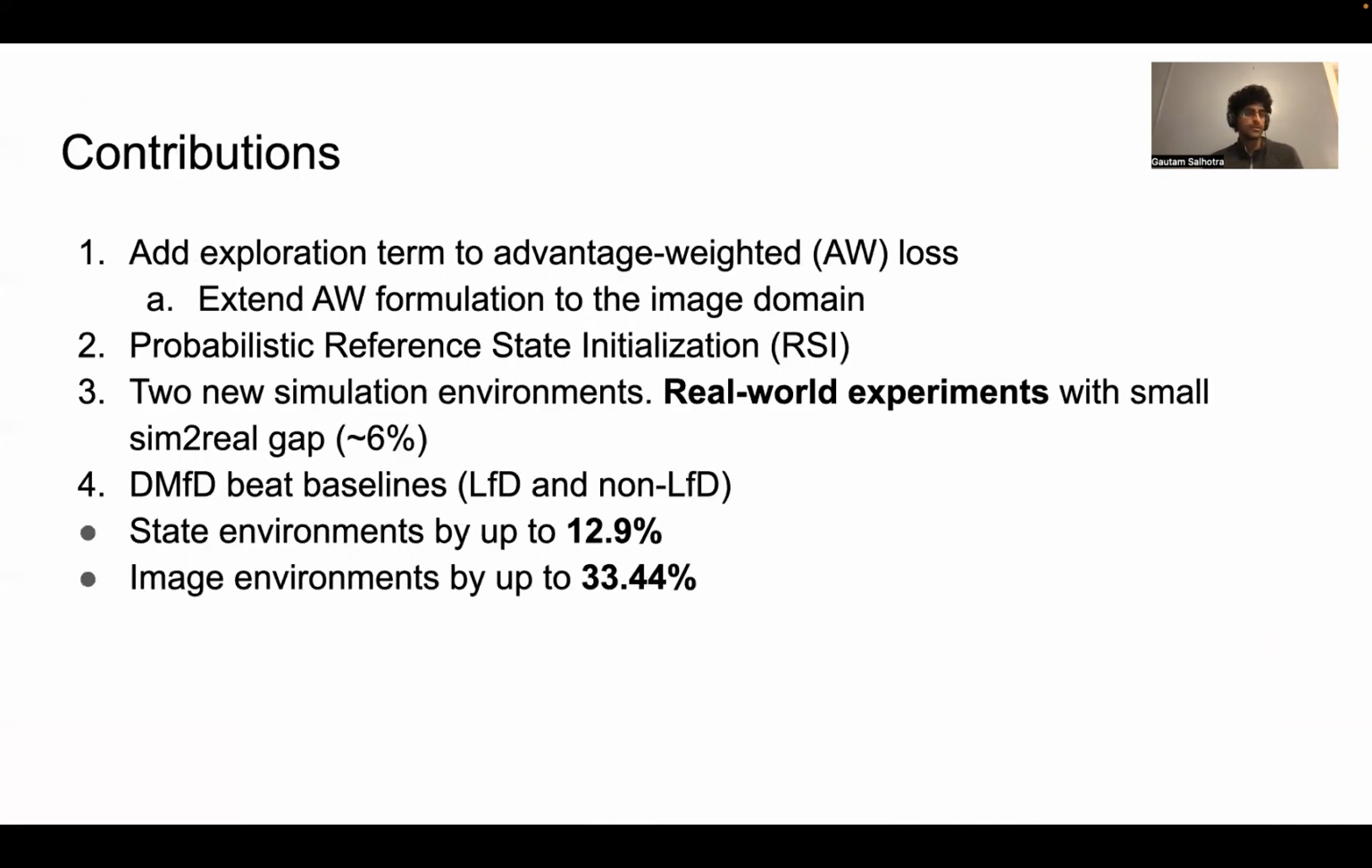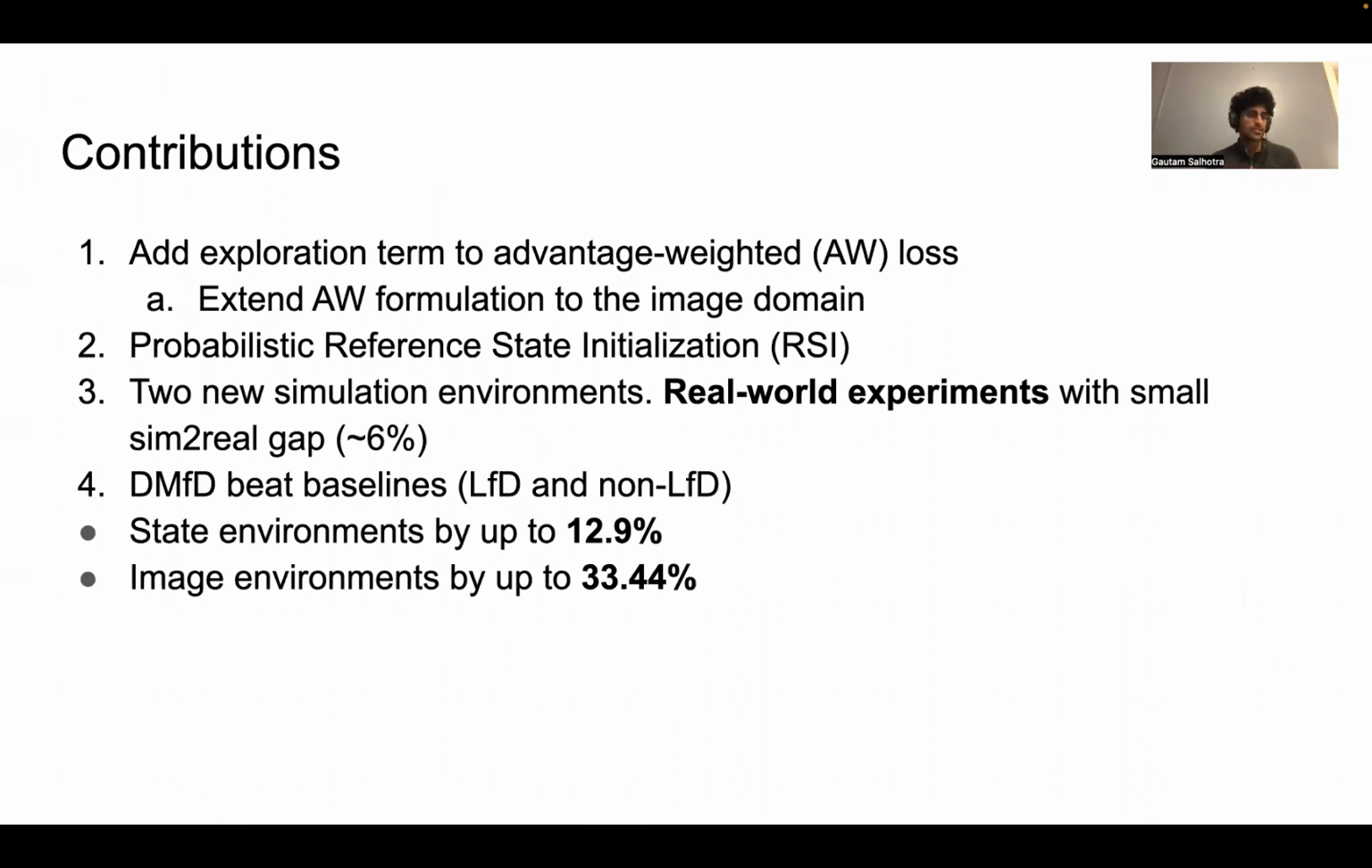Our method has 4 main contributions. First, to encourage wide exploration, we add an exploration term to the advantage-weighted loss. To deploy our method in real-world settings, we extend this framework to the image domain using CNNs and data augmentation. Second, we introduce probabilistic reference state initialization that I just mentioned before.